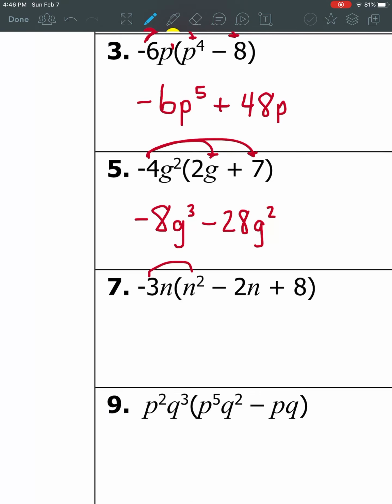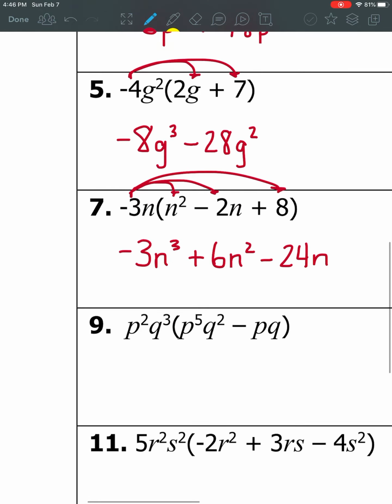Next one, negative 3n times our n squared, so we get negative 3n cubed. Negative 3n times negative 2n, so it's going to switch to positive 6, and then there's 2 n's, so n squared. And then negative 3n times 8, so we get negative 24n.